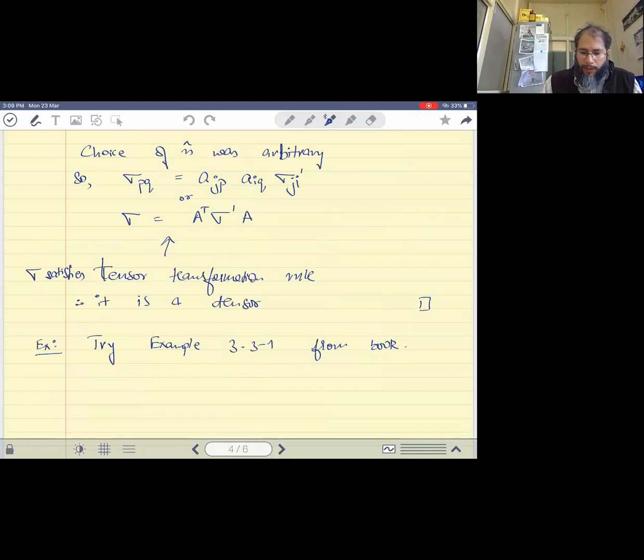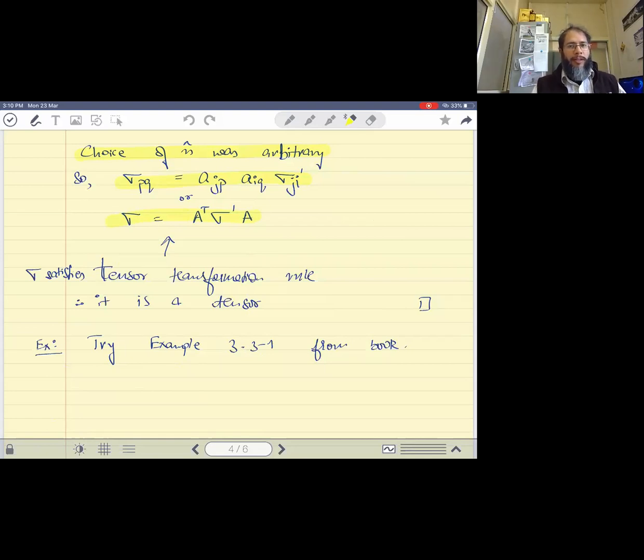Okay. So since the choice of n hat was arbitrary, we can write the bracketed term is 0, or when you rearrange that, you get sigma PQ is AJP AIQ sigma prime JI. Right. And if you remember, this was the tensor transformation property, or in the symbolic notation, we can write this as sigma is A transpose sigma prime A. Okay, so this was the transformation rule for second order tensors.